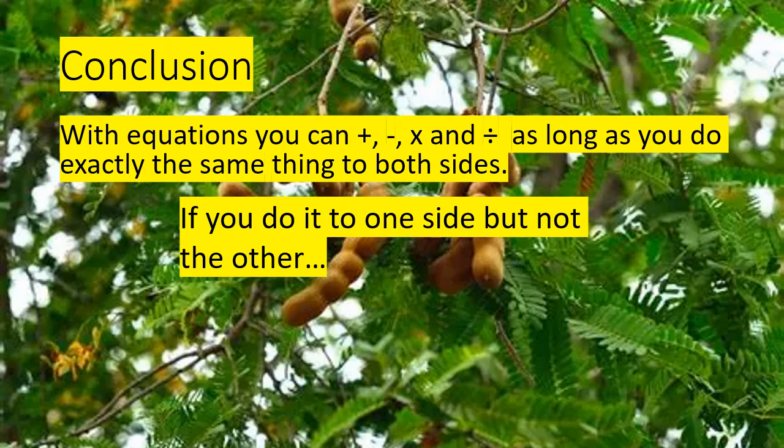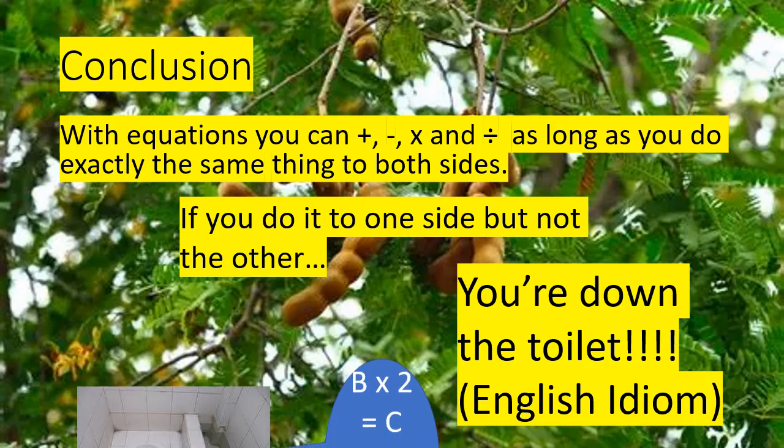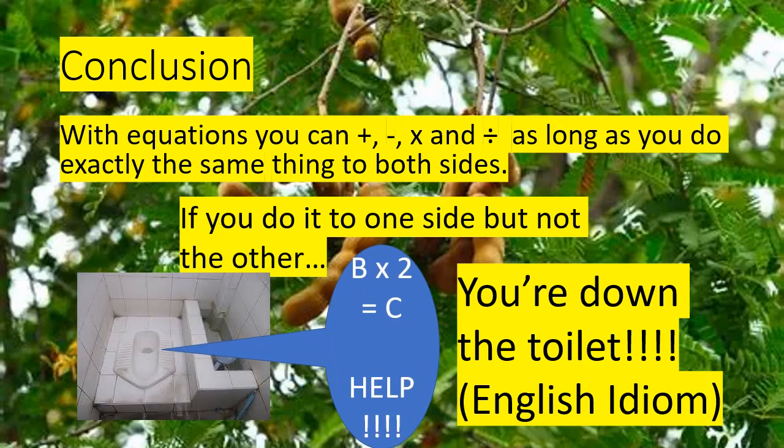So conclusion, with equations you can add and minus and multiply and divide as long as you do exactly the same thing to both sides. If you do it to one side but not the other, you're down the toilet. That's an English idiom. And there's a picture for you. If you put B times 2 equals C instead of B times 2 equals C times 2, you've got big problems. You're down the toilet.